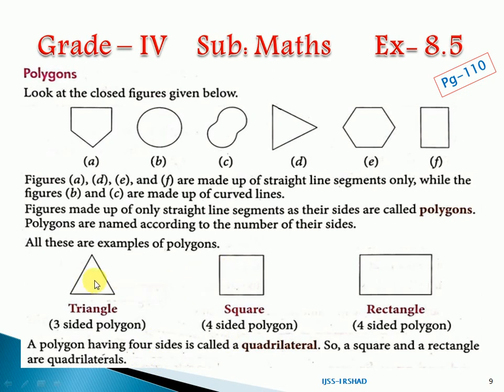So here you can see this is a triangle, this is a square. A square you all know, all 4 sides are equal and each angle is equal to 90 degrees. Rectangle, we know the opposite sides are equal and parallel, and each interior angle is equal to 90 degrees. Square and rectangle are both made up of 4 straight line segments, so they are said to be quadrilaterals. So a polygon having 4 sides is known as a quadrilateral, and square and rectangle are also quadrilaterals.